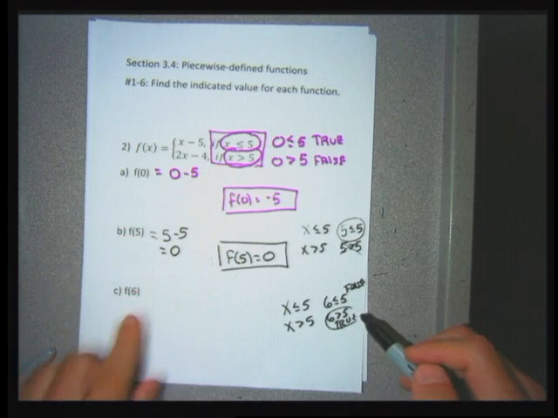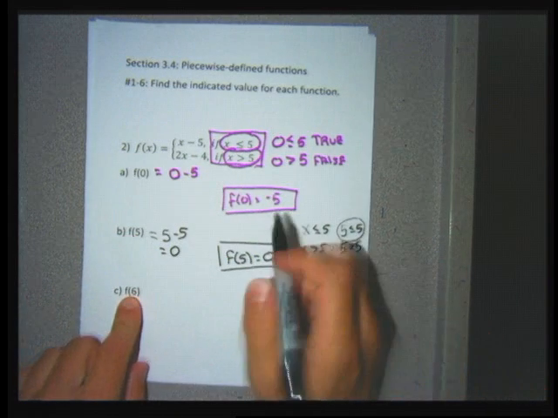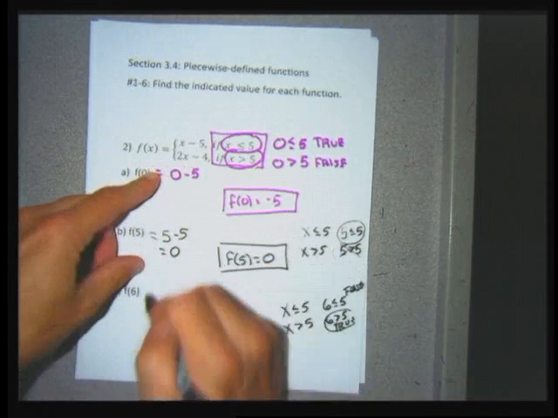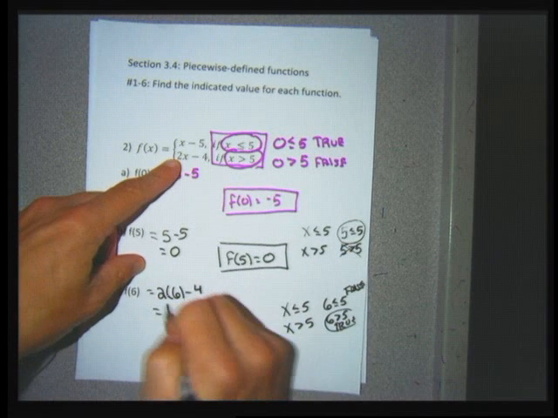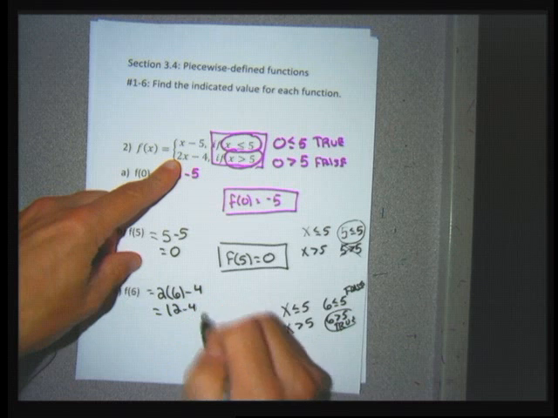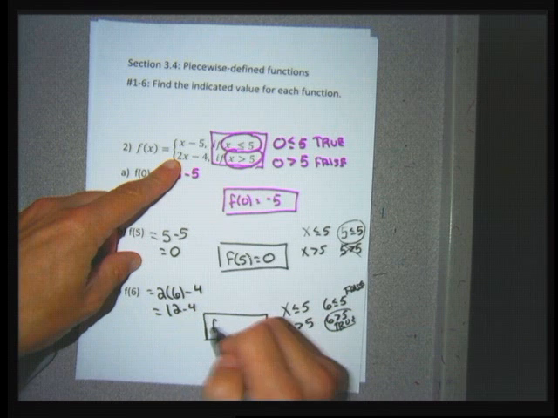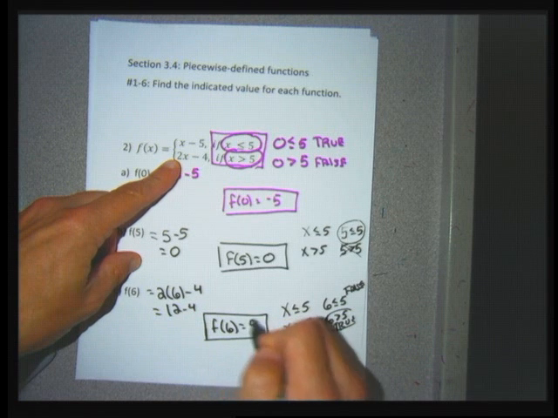So this value of x, 6, I'll plug into the bottom piece and get 2 times 6 minus 4, which is going to be 12 minus 4. And my answer to part C is that f of 6 is going to be 8.